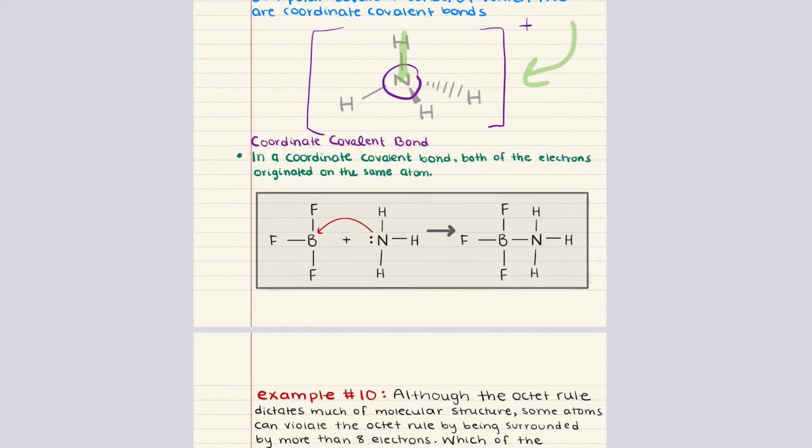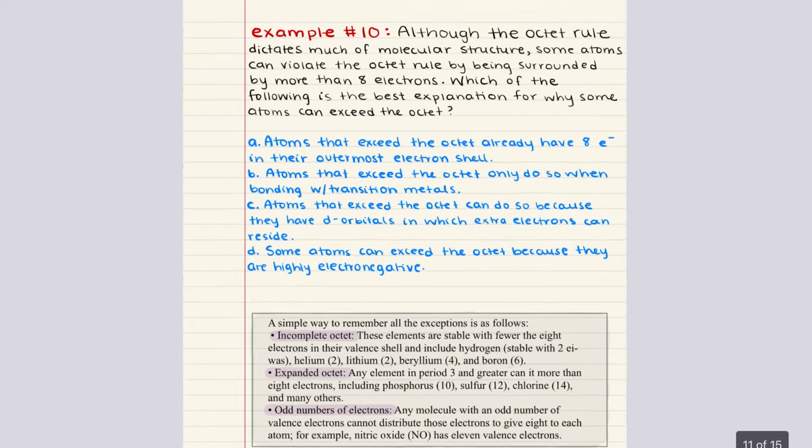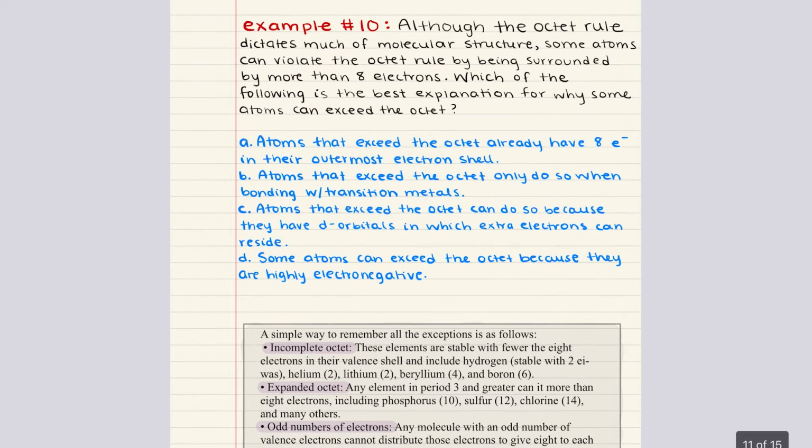Wonderful. Let's move on to problem 10. Problem 10 says, although the octet rule dictates much of molecular structure, some atoms can violate the octet rule by being surrounded by more than 8 electrons. Which of the following is the best explanation for why some atoms can exceed the octet?